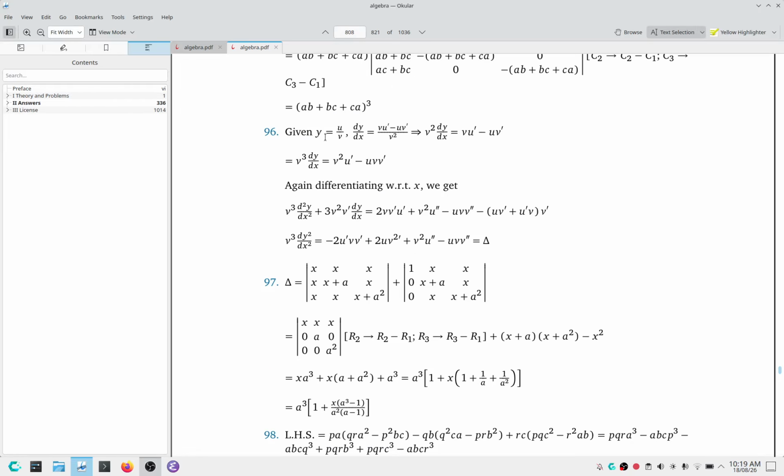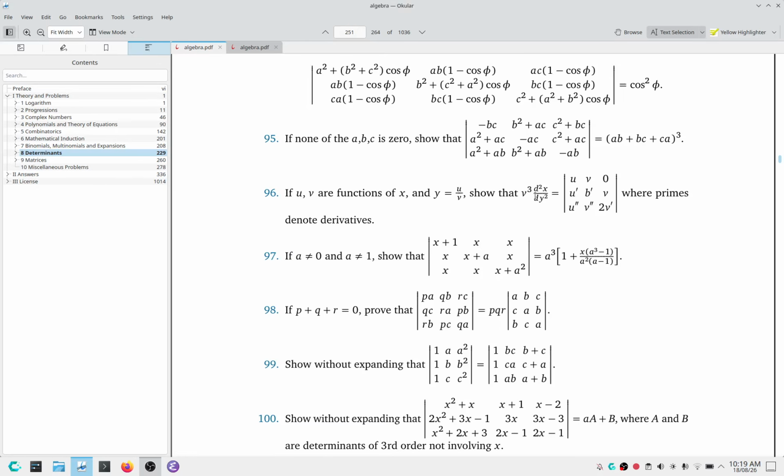So we are given that y = u/v. So we compute dy/dx. That becomes (vu' - uv')/v². Okay, you need to know calculus for this. Alright, there is no escaping that. So v² dy/dx = vu' - uv'. So v³ dy/dx becomes v²(u' - uv'). Now we need to get the second order term here.